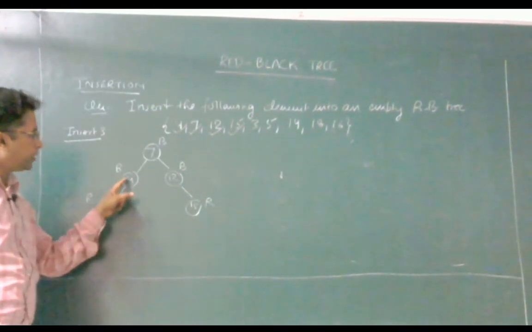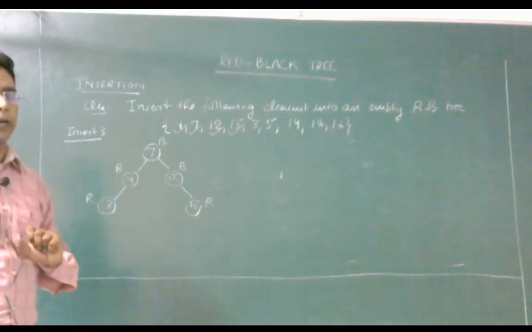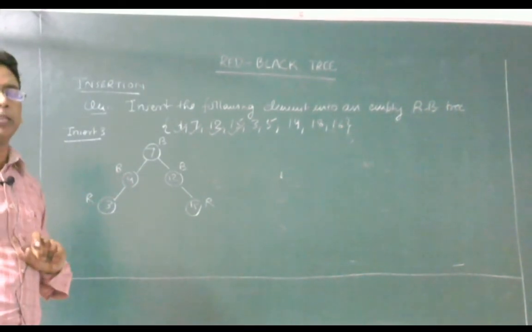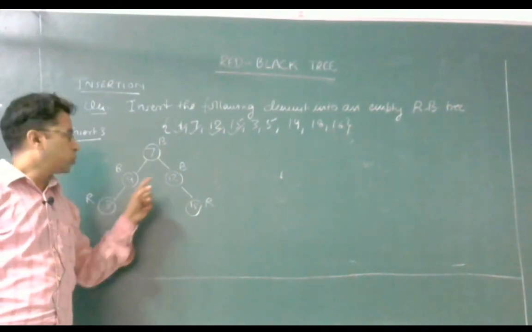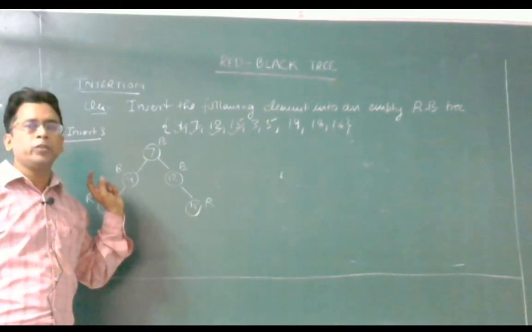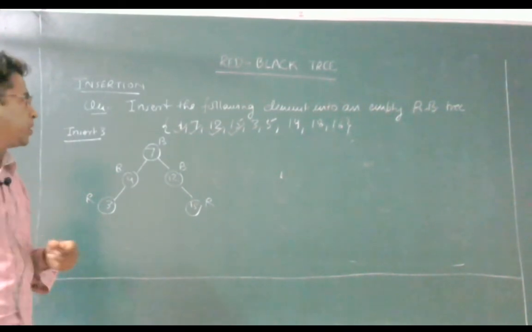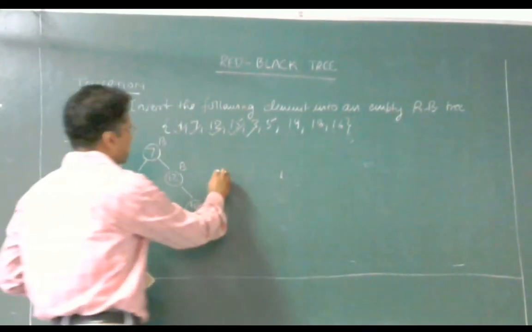Since it has a black parent, and a black parent can have either a red or black node, here there is no violation of the red-black properties because a black node can have a red child. So there is no violation, so we do not need to run any fix up procedure. So number 3 has been inserted.